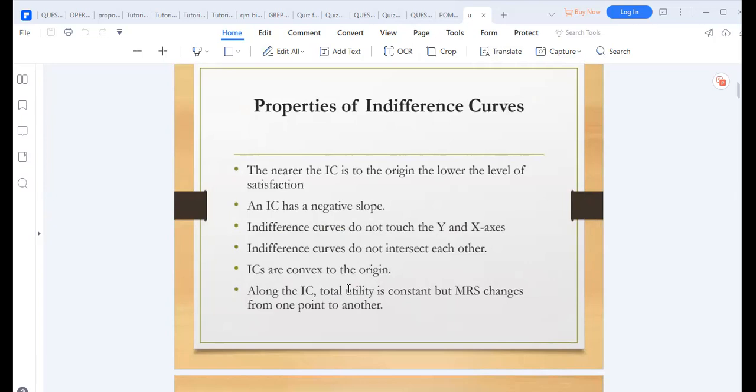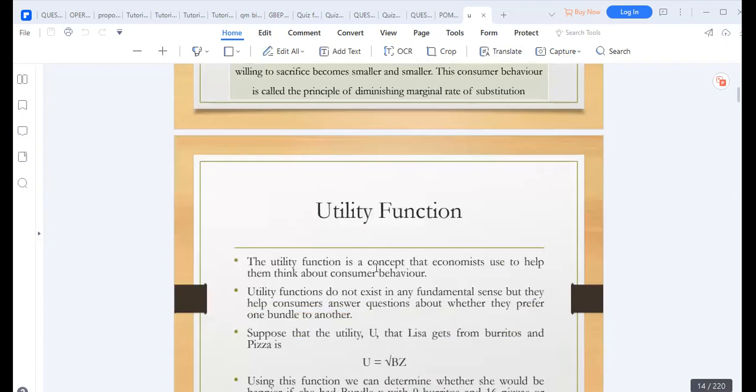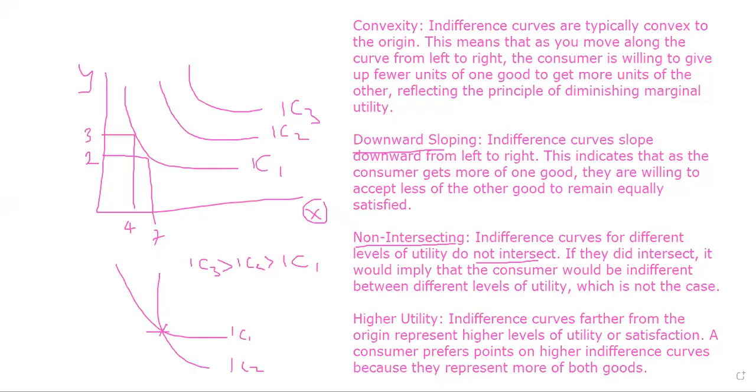Along the indifference curve, the marginal rate of substitution is not constant; it changes from one point to the other. So now I want to bring in the concept of the budget line. In the area we live in, we're always looking at the economy and the cost of living.